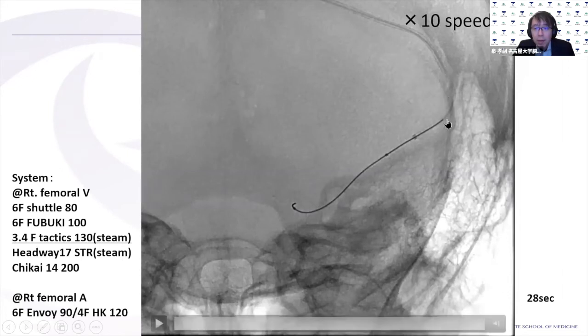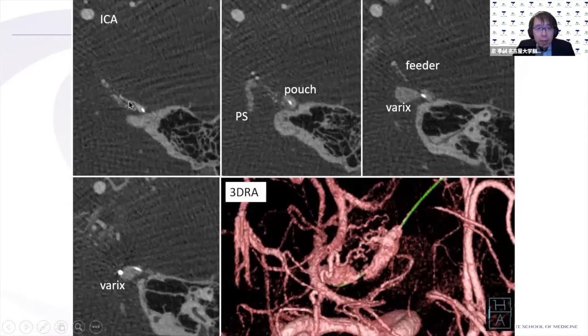Use the firm area of the guiding catheter. The tip is soft and the base is firm. After that, we took the 3D angiogram. We can see the tip of the microcatheter inside the varix, and across the shunted area, and the tip of the microcatheter is here in the varix.